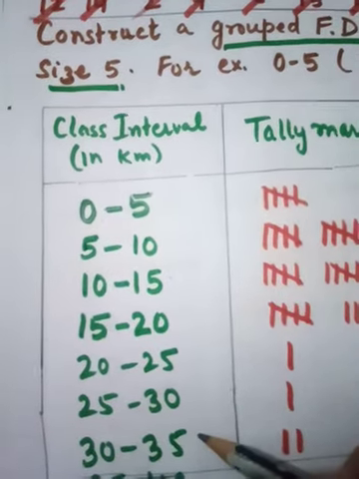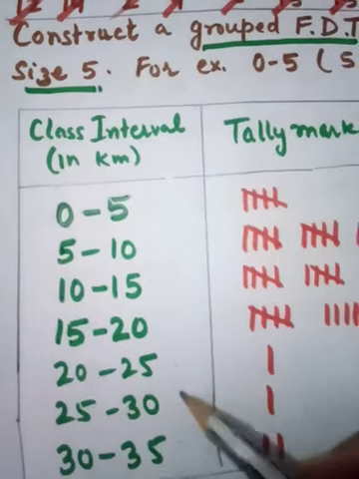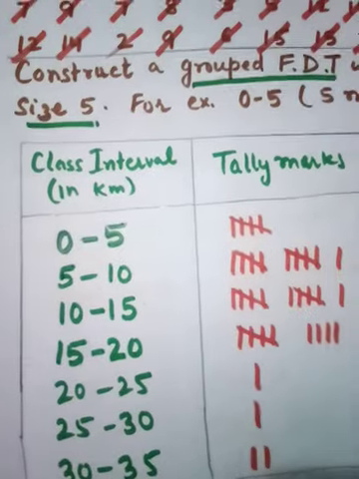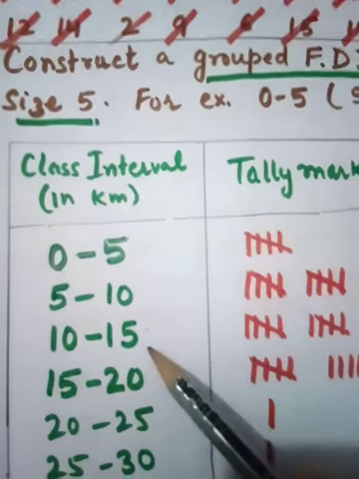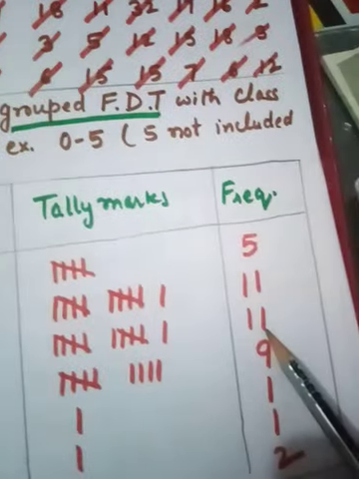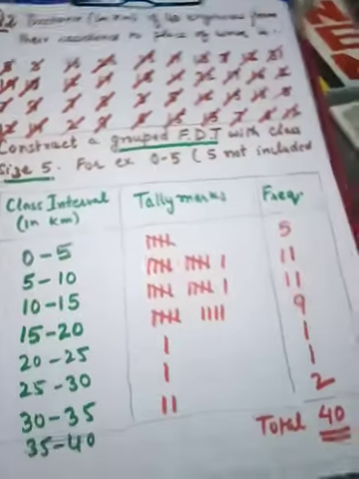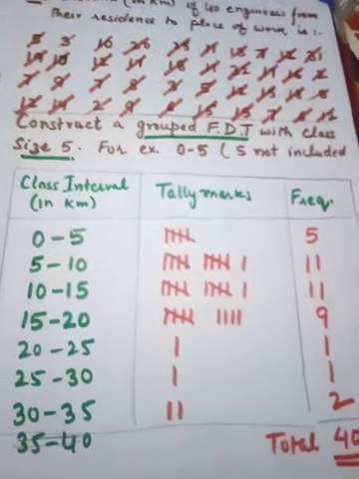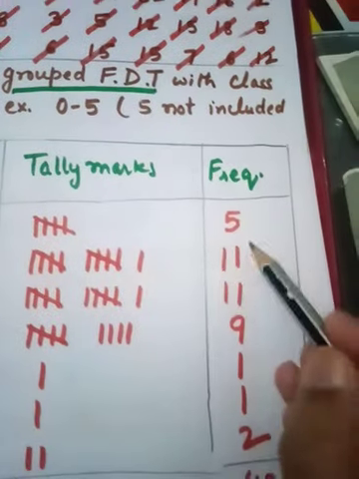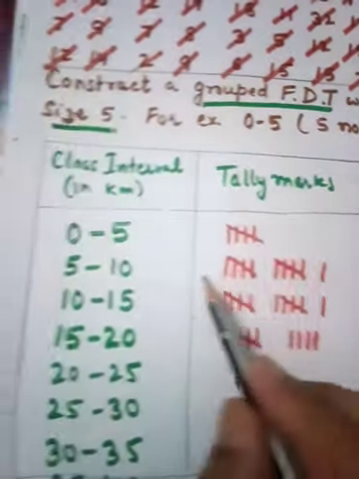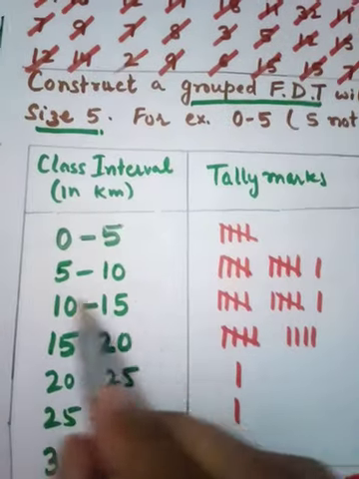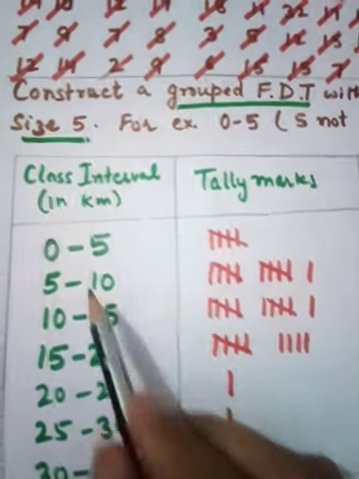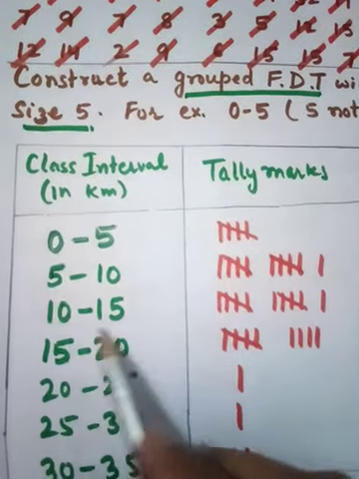By chance if they ask you how many engineers come in the third class. So in the third class means first, second, third. This is the third class. How many engineers are there? 11. If I am asked which group has the maximum engineers, then the maximum is 11 and 11. So they come in which group? 5 to 10 and 10 to 15. So these are the two groups in which the maximum engineers come. Means maximum engineers travel a distance of 5 to 15 kilometers.